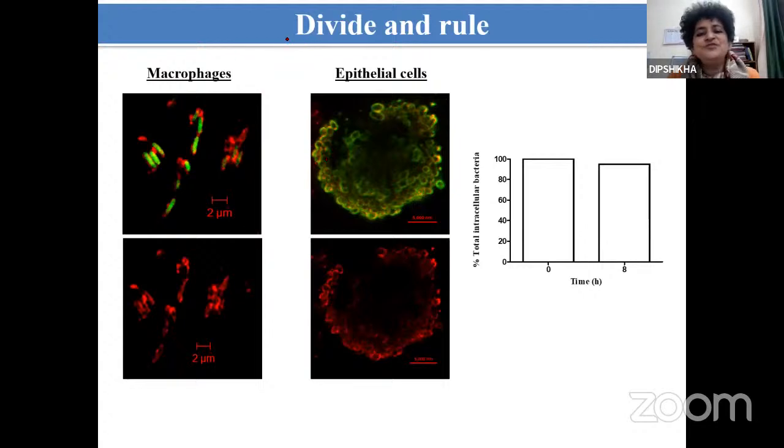So we use the words divide and rule. In this case, it is a division and they end up single. If the divide and rule strategy is somehow hampered, they are not going to grow. This is, I would say, one of the smartest strategies of bacteria that I have ever come across.